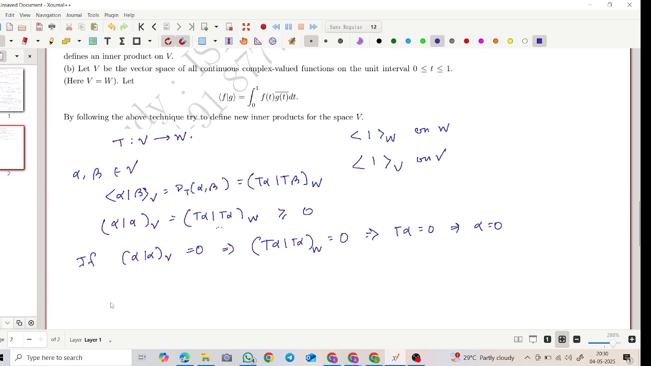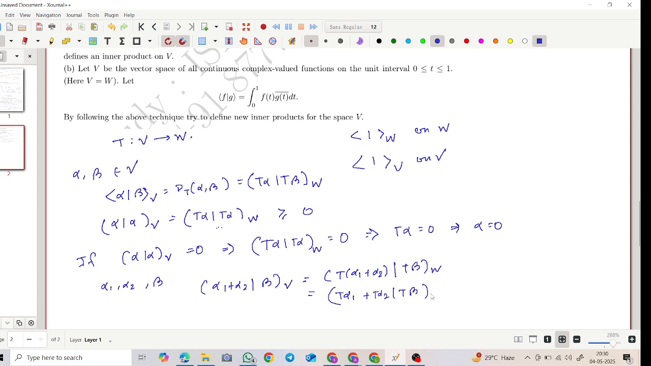The additivity and all those parts are pretty easy to check. You can just take alpha 1, alpha 2 and beta, and think about the inner product of alpha 1 plus alpha 2 with beta in V. So you will be getting the inner product of T of alpha 1 plus alpha 2 with T beta in W, that is T alpha 1 plus T alpha 2 with T beta. So distributed additively, T alpha 1 inner product T beta plus T alpha 2 inner product T beta.